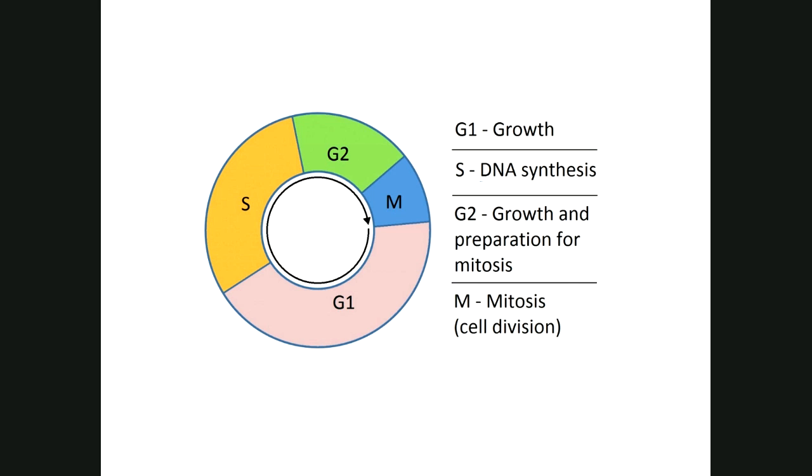Look here. This is the G1 phase of the whole cycle. This is the S phase. This is the G2 phase, and this is the M phase. The G1 phase stands for growth, S phase stands for synthesis, G2 phase stands for growth and preparation for mitosis, and M phase stands for the cell division.